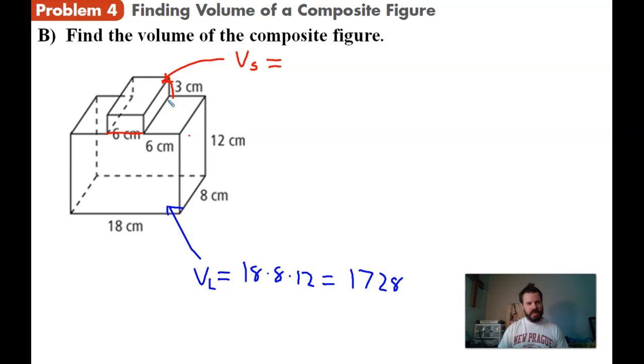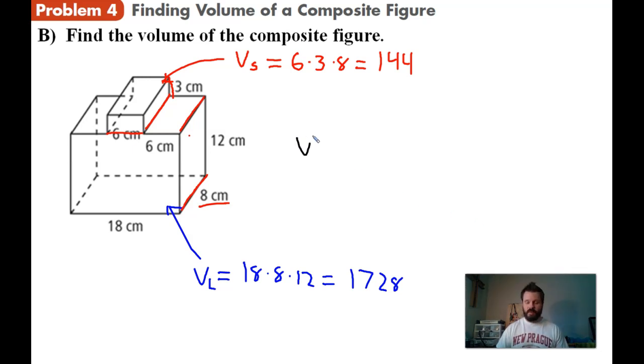We need kind of the width between the two of those. We need this dimension, which is just the same as this 8 right here. These 3 chunks are all going to match up and be 8. So for this one, we can just say 6 times 3 times 8, which will give us 144 for that volume.